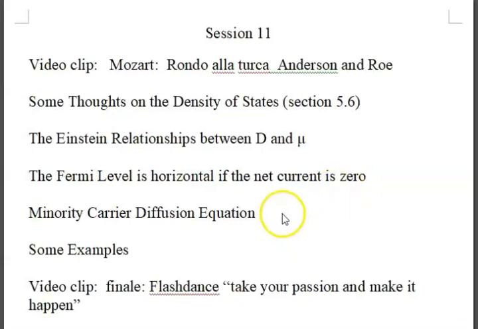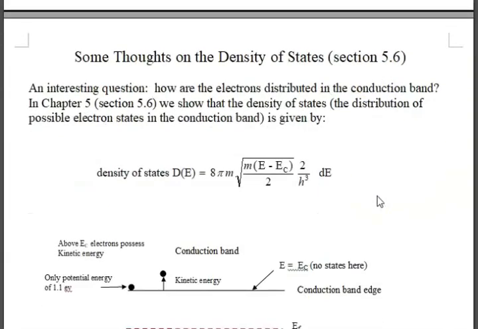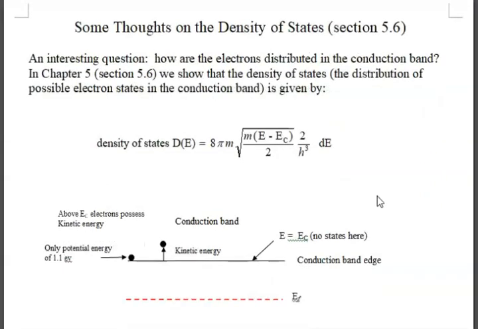The main topic for today, it's a relatively challenging topic, is the minority carrier diffusion equation. But first, let's talk a little bit about the density of states. And the idea here is that we want to know how electrons are distributed in the conduction band.